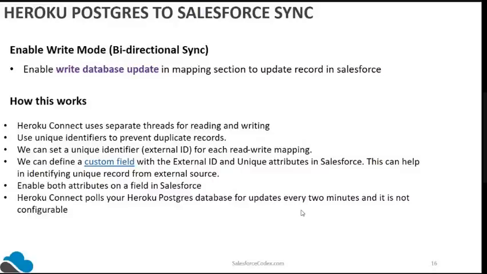That first one was Salesforce to Postgres. The second is Heroku Postgres to Salesforce sync. For this we need write mode. We have to do the bidirectional sync. When we require bidirectional sync, we need to map it in the mapping section. I think for this slide, let's see the demo first and then we'll see this slide once again.